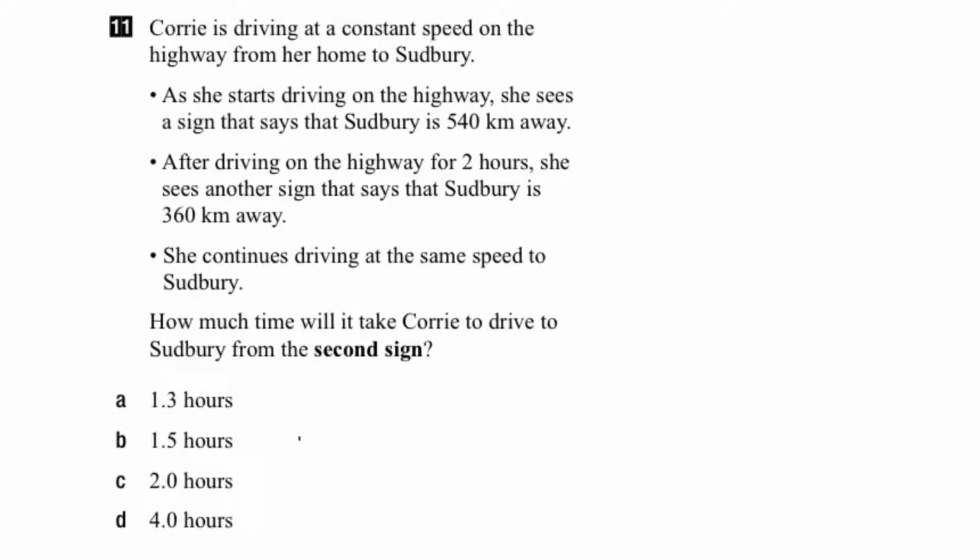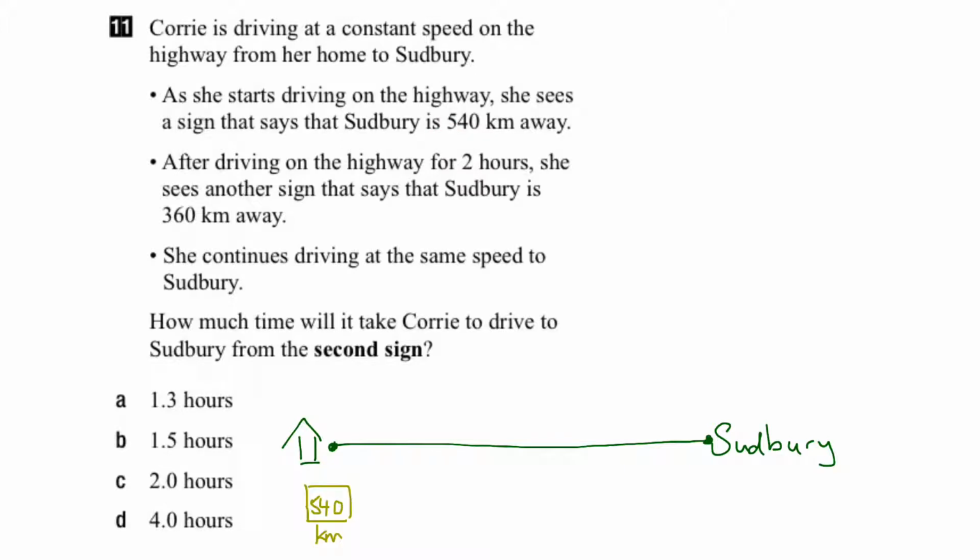In this question, we're given that Corey's driving from her home at a constant speed all the way to Sudbury. We're given that as soon as she starts driving, she sees a sign that says Sudbury is 540 kilometers away. That means the total distance from her home to Sudbury is 540 kilometers.